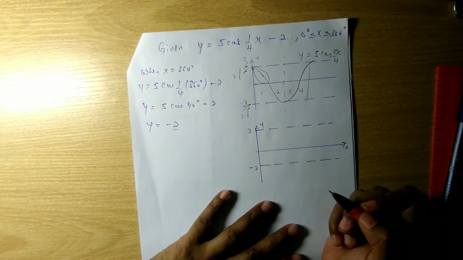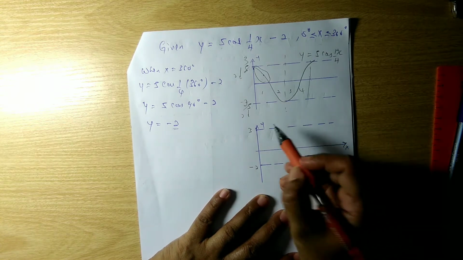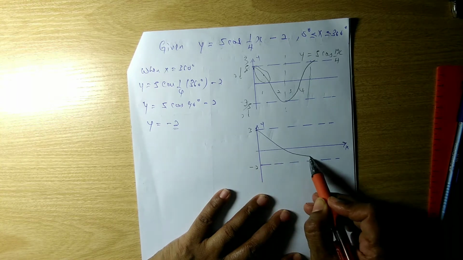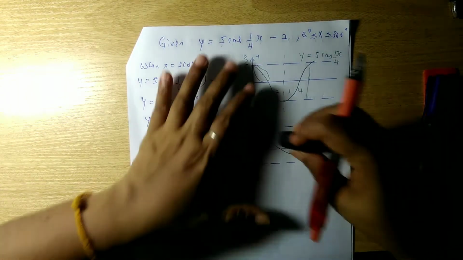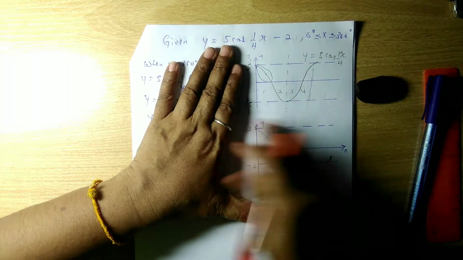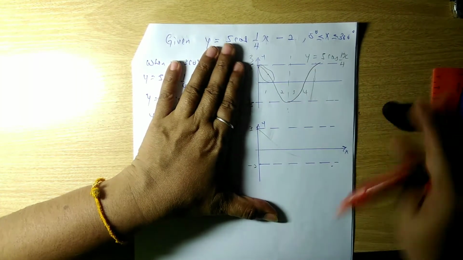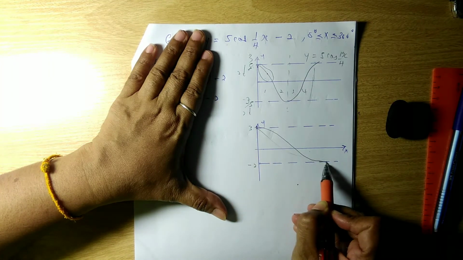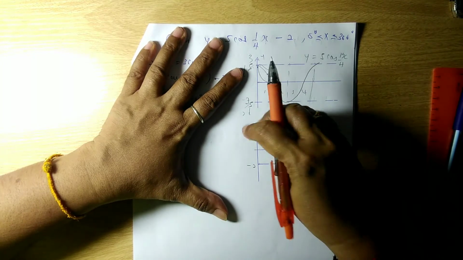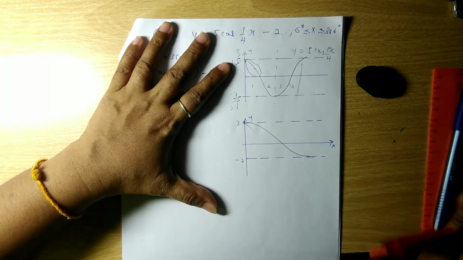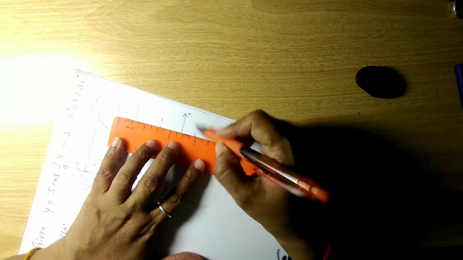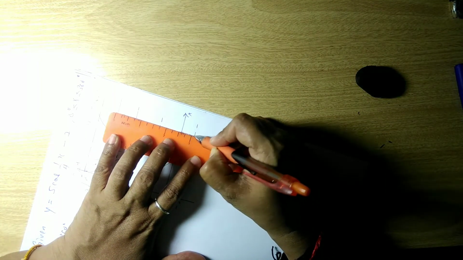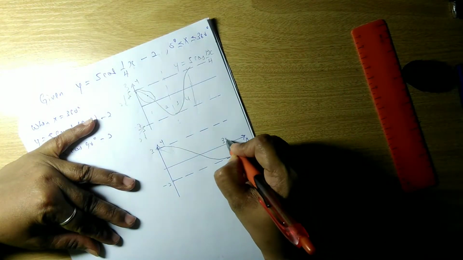So the graph is going to look like this part. That's how it's going to look. So this one here will be, say, 360 degrees.